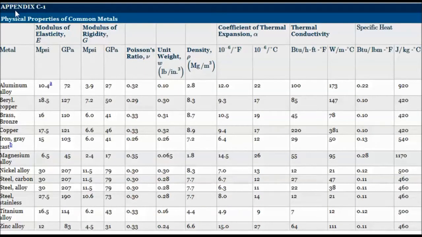So if we go to appendix C1 in the back of our textbook, we find a table for the physical properties of common metals. You can see all the different metal types on the left-hand side over here, all the different properties going across the right. So what we're looking for is our modulus of rigidity, which is our G. And we're dealing with units of pascals for our case here. So we go down in our material or metal over here to our steel. Then we come across over to our modulus of rigidity, which is under GPa, and we find that this has a value of 79 GPa.